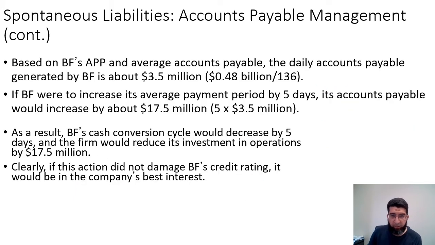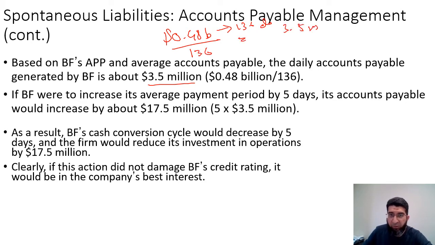So we already know BF's average payment period and the daily accounts payable generated by BF. It is $0.48 billion. If we divide by 136 days, we get $3.5 million per day. If we have to increase by 5 days, you can multiply by 5 days.